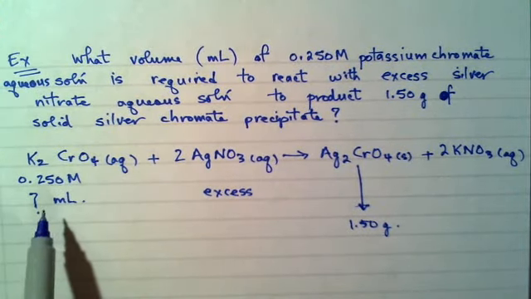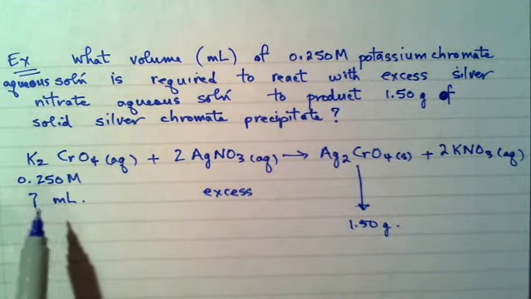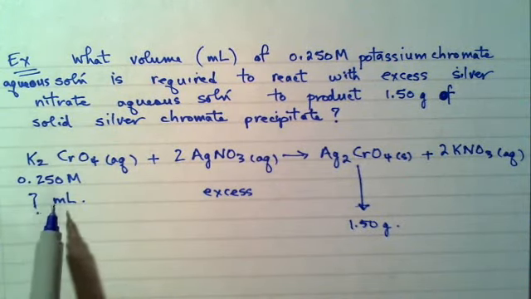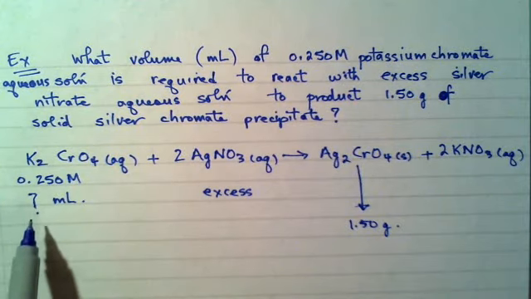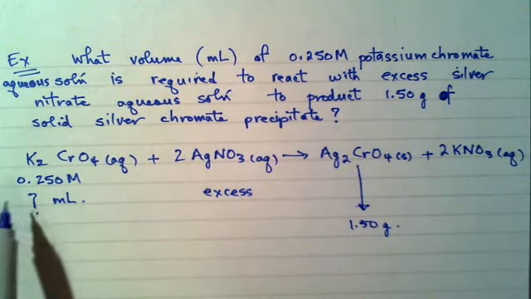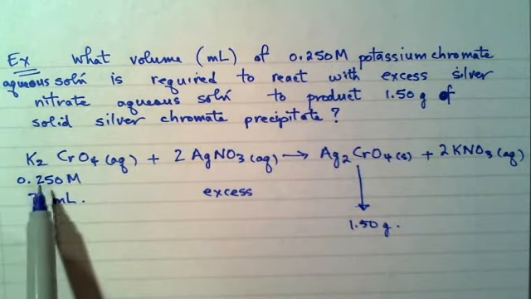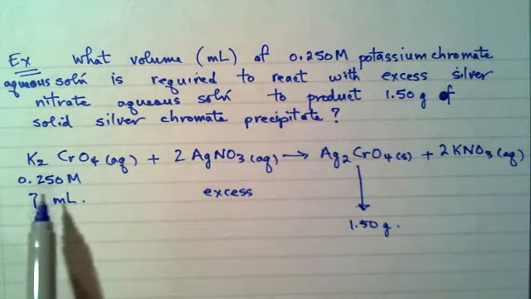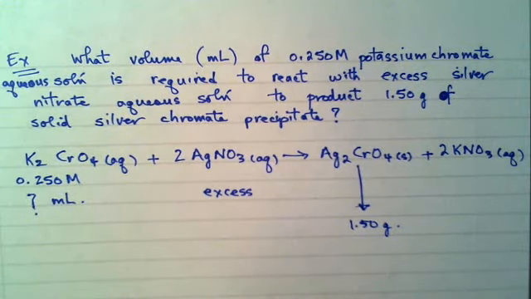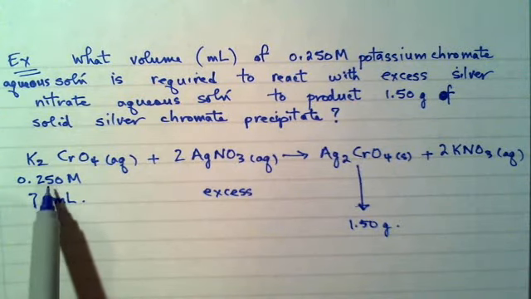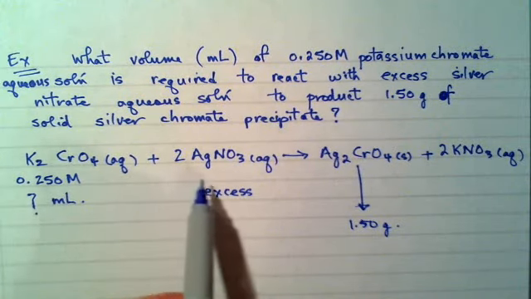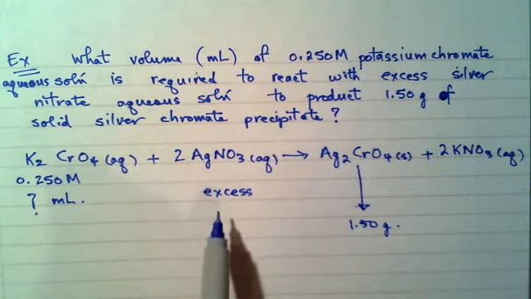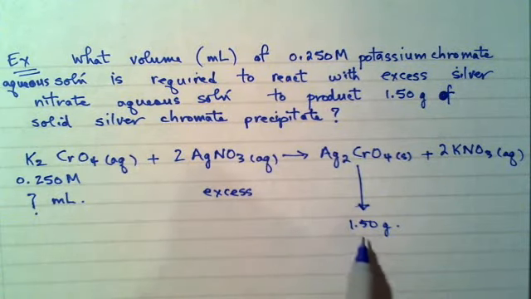So this is how I write out the given information translated from the words. This is a really good example of a test question on this, but it is where we are in Chapter 4. So we're really building these conversion factor ideas into now incorporating a balanced chemical equation. So what volume of this concentration would react with excess silver nitrate to form this mass?